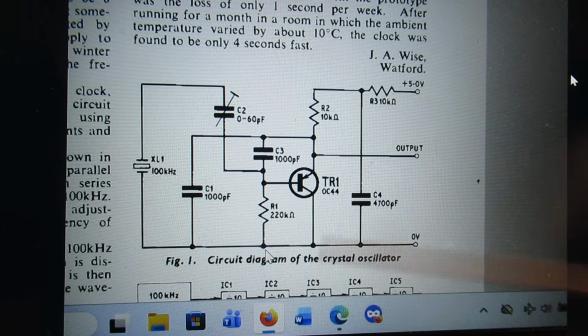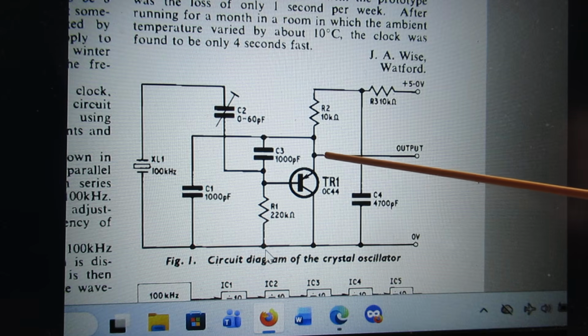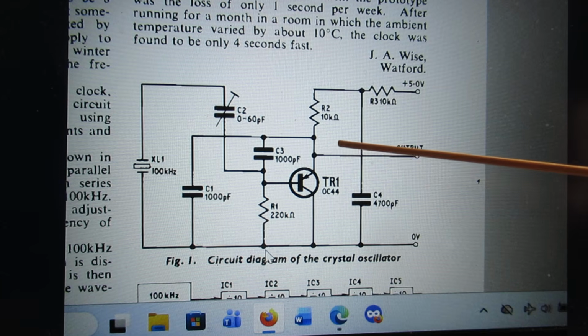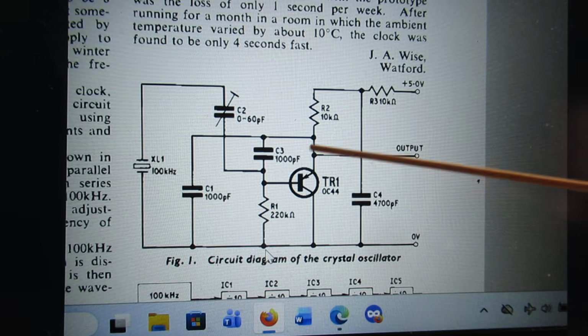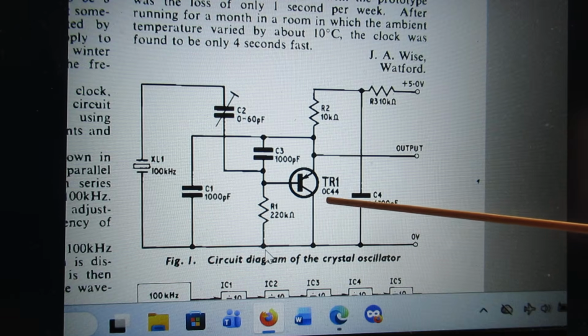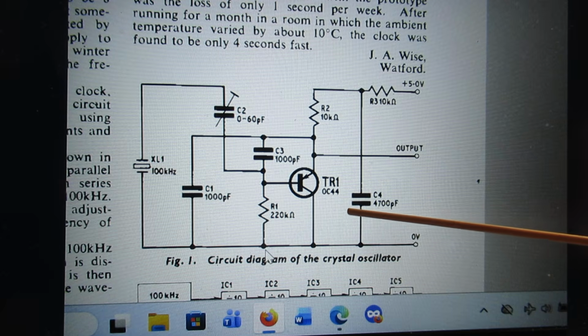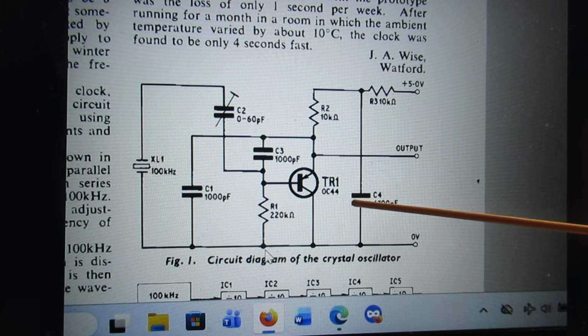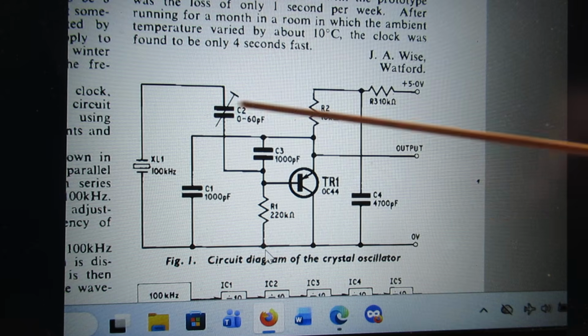Circuit diagram of the crystal oscillator. Well, this is a crystal oscillator made with an OC44. That's a PNP germanium transistor. Perhaps you can find it now. It was a typical high frequency germanium transistor in those days, the 1960s, early 1970s. So anyway, I think this can work very nicely.